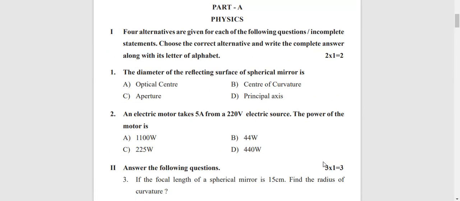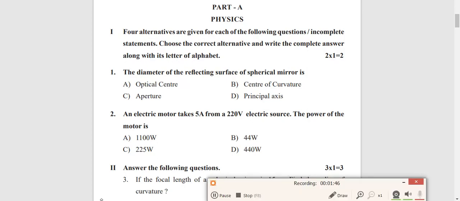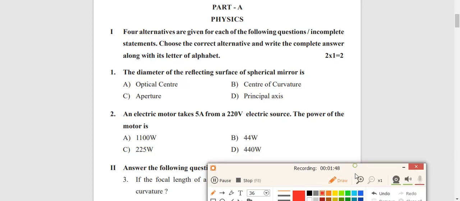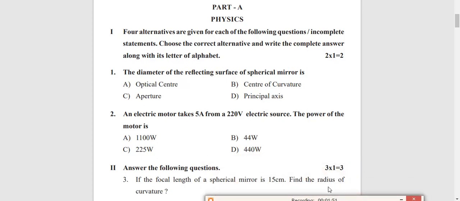Now let's start with part A, that is physics. In physics, only two objective questions are given. In those, four options are given, and from there we have to pick the correct option.